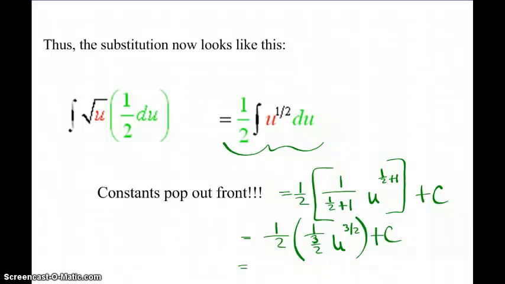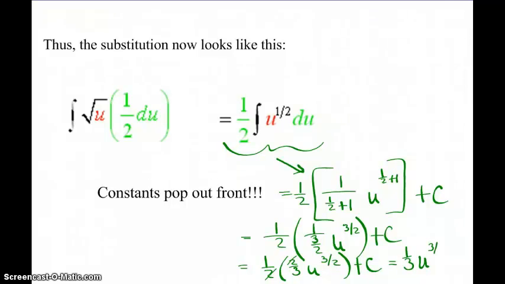We'll clean it up one more step. 1/2. 1 over 3/2 is 2/3. U to the 3/2 plus c. This is just algebra. The one and only one calculus step was this step right here, where I applied the power rule for u-substitution. And so now this 2 and that 2 are going to cancel, and when I simplify this in terms of u, I have 1/3 u to the 3/2 plus c.